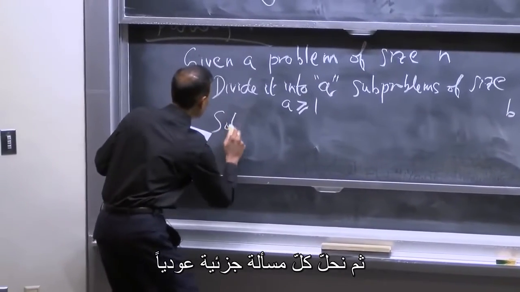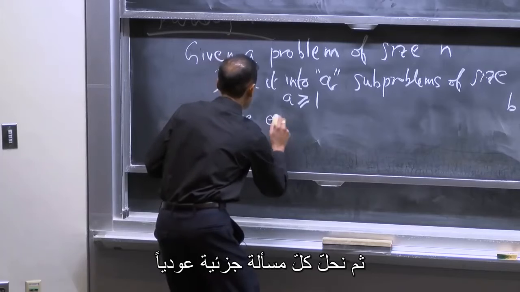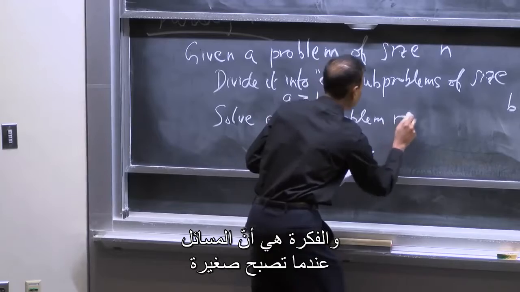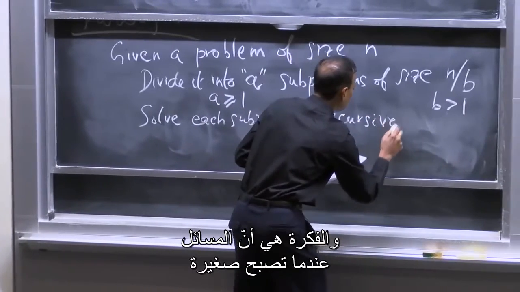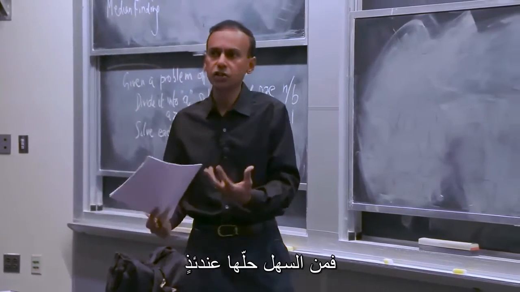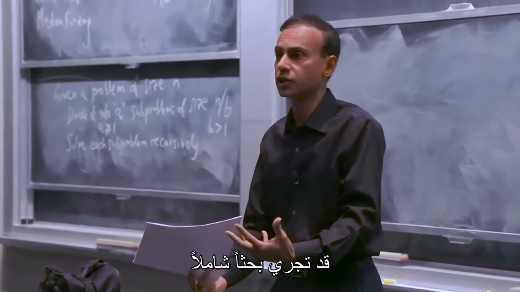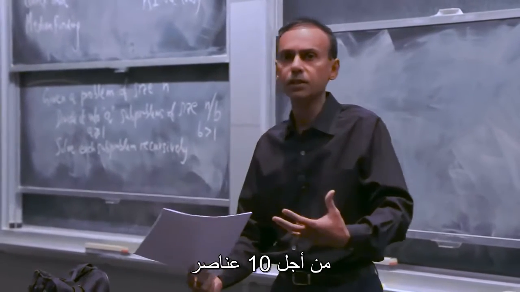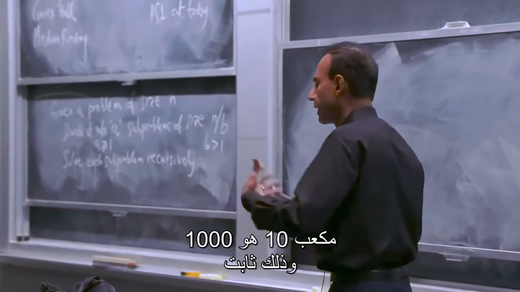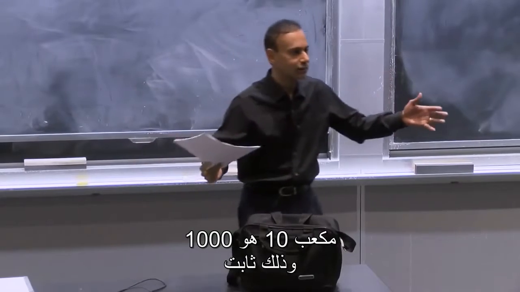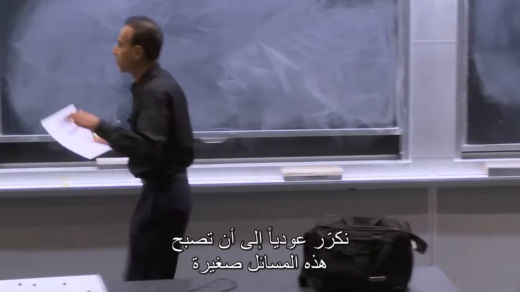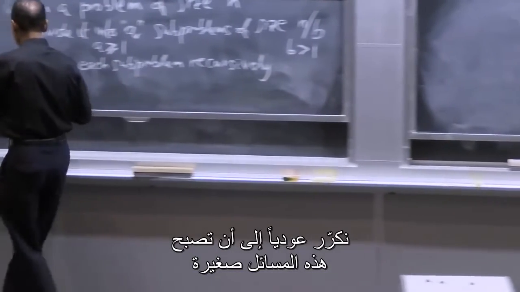And then you solve each subproblem recursively. And the idea here is that once the subproblems become really small, they become constant size, it's relatively easy to solve them. You can just do exhaustive search. If you have 10 elements and you're doing effectively a cubic search, well, 10 cubed is 1,000. That's a constant. You're in great shape, right? As long as the constants are small enough. And so you're going to recurse until these problems get small.